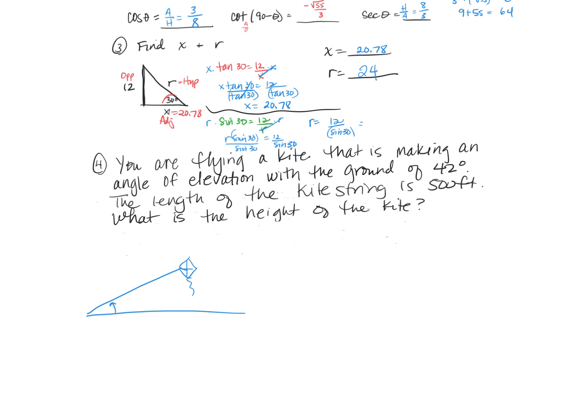It could say angle of depression, which means you're looking down, and it would be the angle of looking down. Okay? So if this is 42 degrees. It says the length of the kite string is 500 feet. So this is where that would go. What is the height of the kite? This is the piece I want to know, the height of the kite.